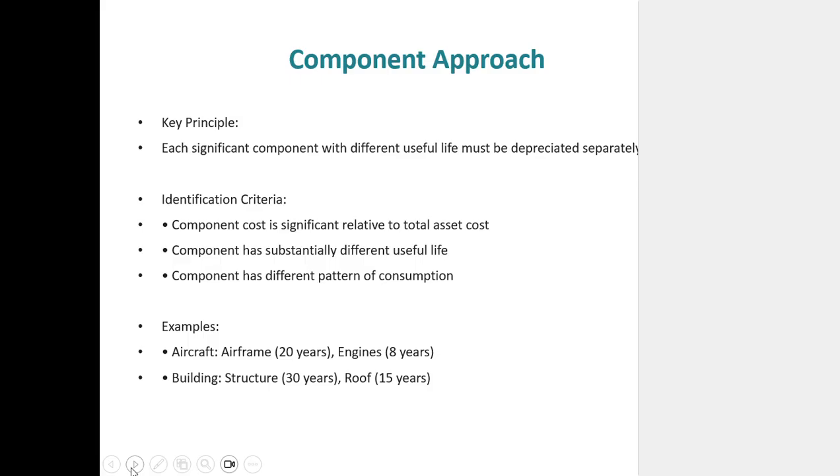Examples: aircraft. An aircraft is made of an airframe with a useful life of 20 years, whereas the engines are only useful for 8 years. Next is the building. The structure has a life of 30 years, whereas the roof has a life of only 15 years.